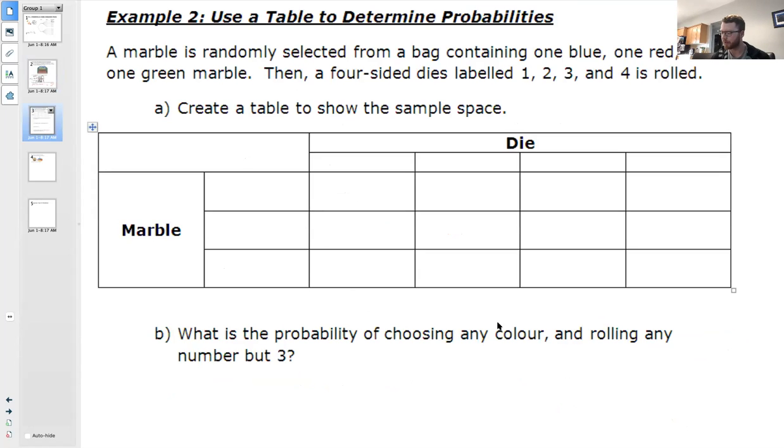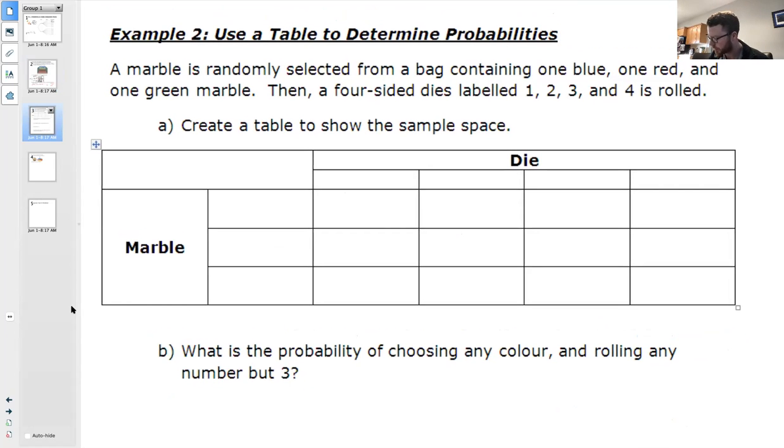For the second example, we are using a table to determine the probabilities. We're not going to use the tree diagram for this example. We have a marble being selected out of a bag and a 4-sided die being rolled. The marbles could either be blue, red, or green.